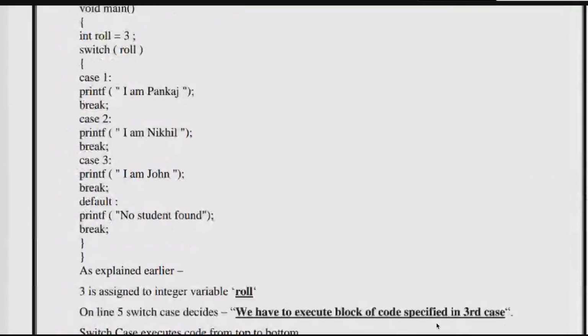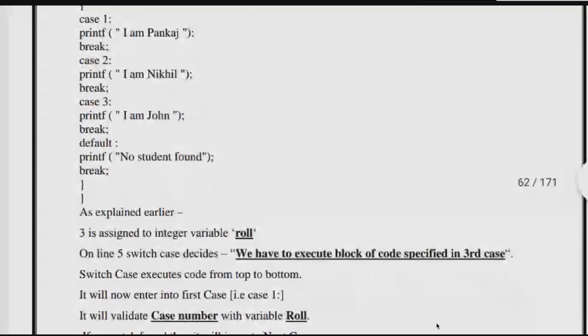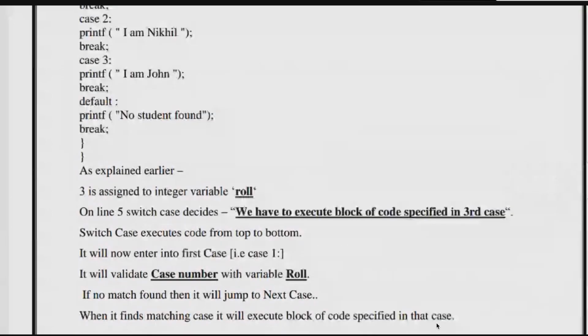So if the class strength is 60 and I ask for roll number 61, what is the answer I am getting? No student found, because no one is there. Your last roll number is 60. So if I write 61, it will say no student is found. Are you following me? So like this it will go. 3 is assigned to an integer variable, that is roll number, an integer variable only, right? So like this it will go on.